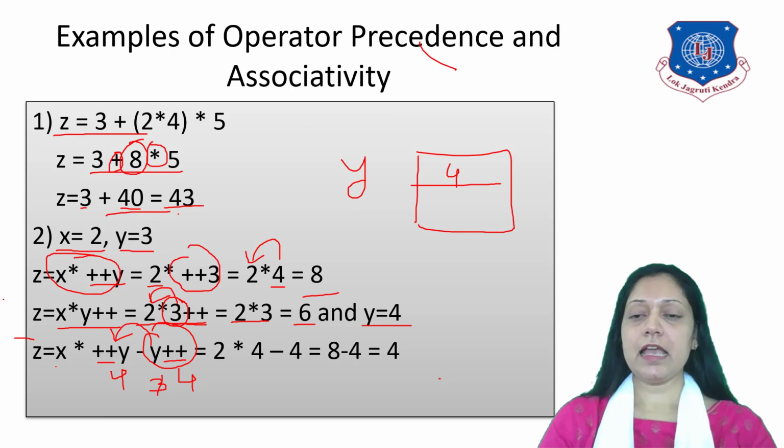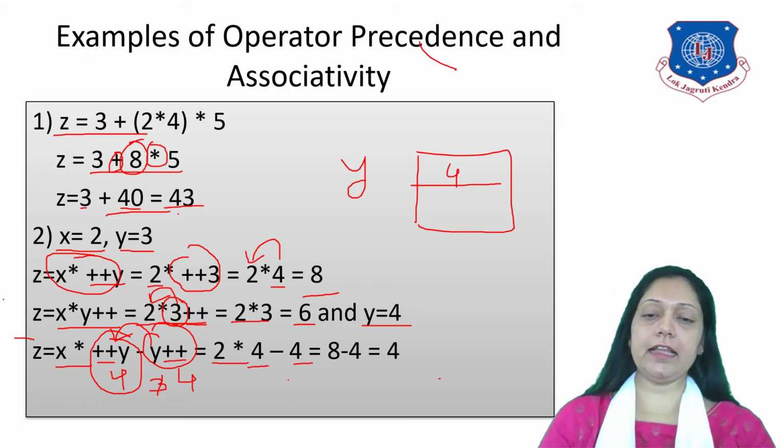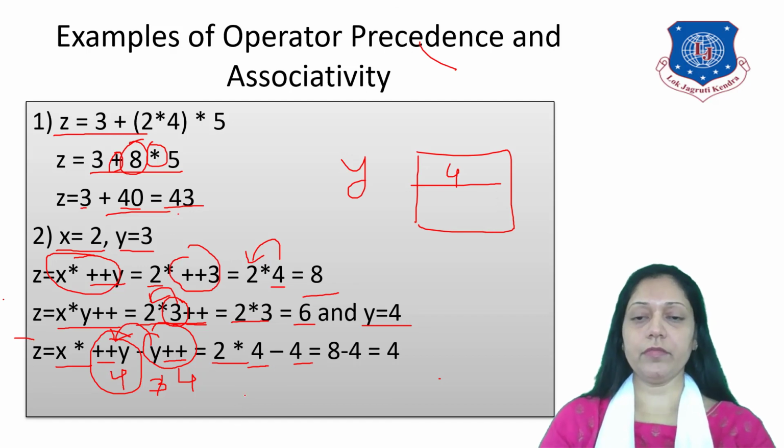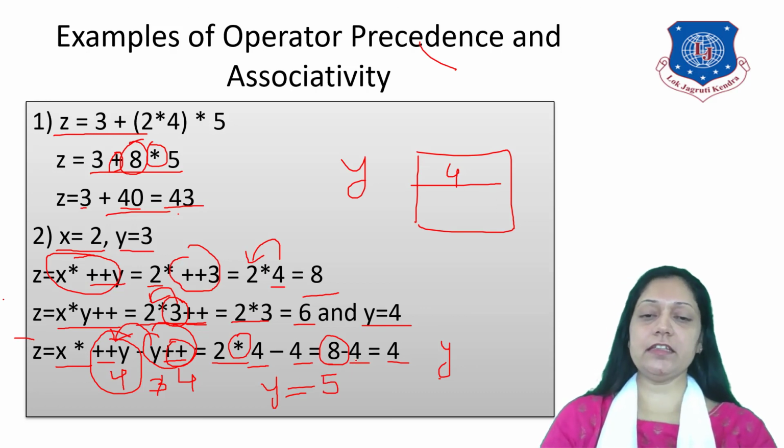So now the expression is x multiplied by ++y. The value of x is 2, so 2 multiplied by this expression becomes 4 minus 4, and the y value is 4, because y should have the same value when we are evaluating an expression. You cannot have different values of y. So now it becomes 2 multiplied by 4 minus 4. Multiplication has higher priority, so 2 multiplied by 4 becomes 8 and then we subtract 4. So the result is 4. So z is 4 and the value of y would again be incremented because of this postfix notation. So y becomes 5 after this complete mathematical expression is evaluated.